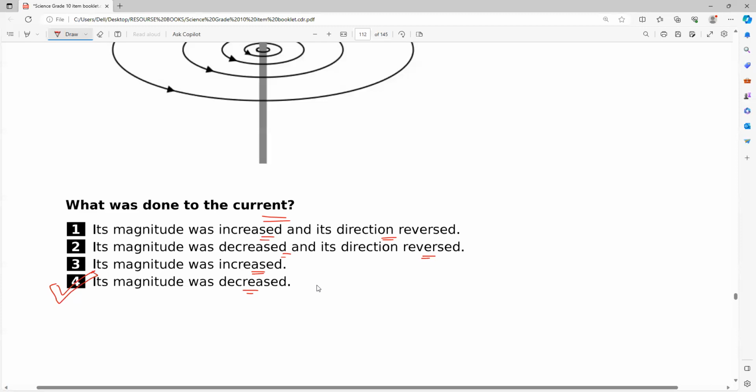Magnitude of current will decrease. So remember, by reversing the current, the strength of the magnetism will never change. Reversing the current, does the strength of the magnetic field remain constant or vary? The strength of the magnetic field remains constant, the same. So what can change? Only the direction can change. That is how to remember it.